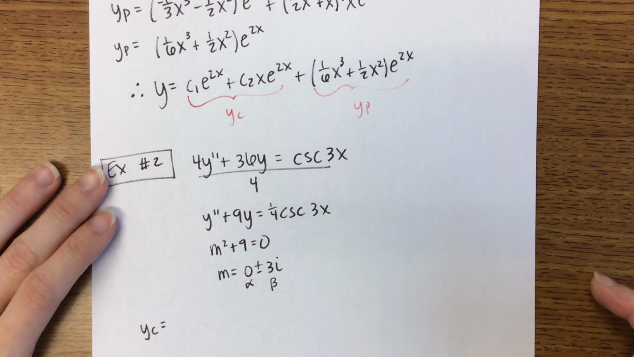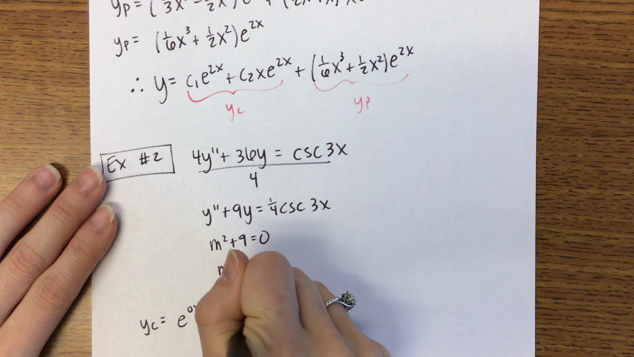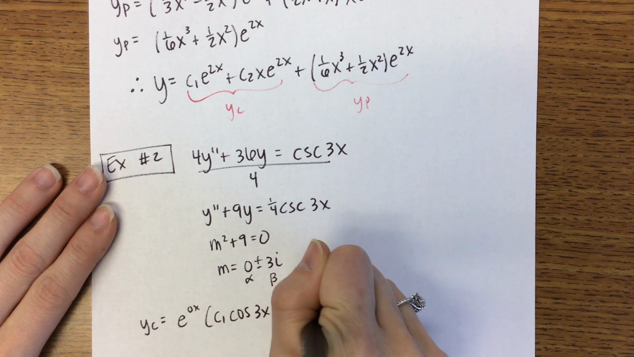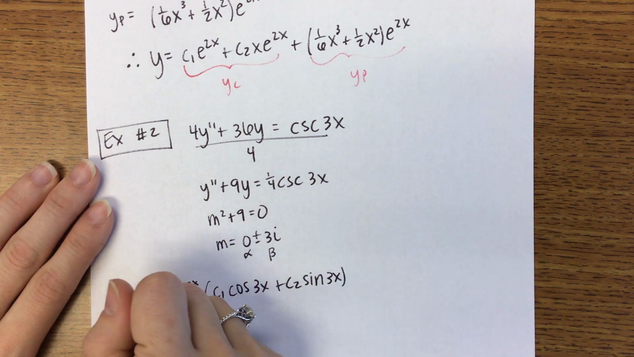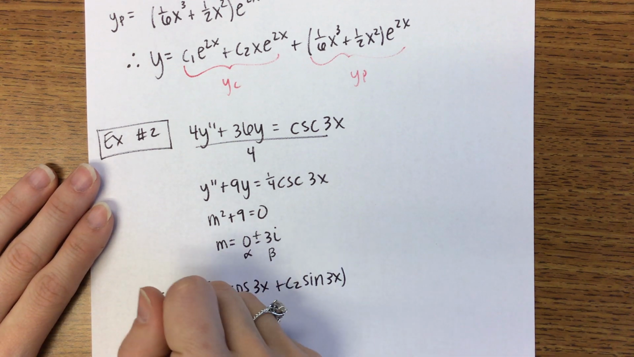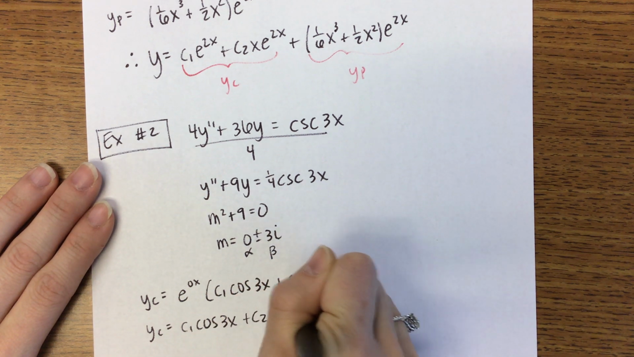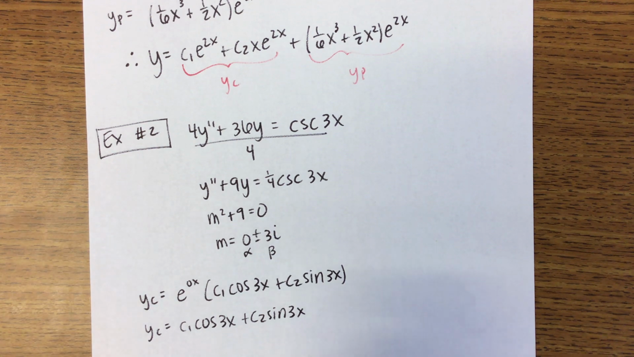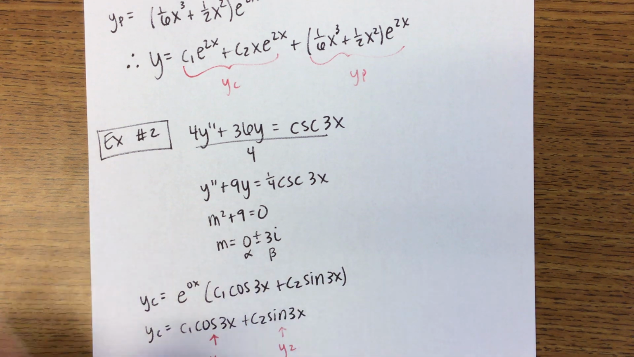Our complementary solution then will be e to the 0x, c1 cosine of 3x plus c2 sine of 3x. So our complementary solution then is c1 cosine of 3x plus c2 sine of 3x. Cosine of 3x is your y1, sine of 3x is your y2. What I would like you to do now is finish this problem and find the general solution with the person next to you.